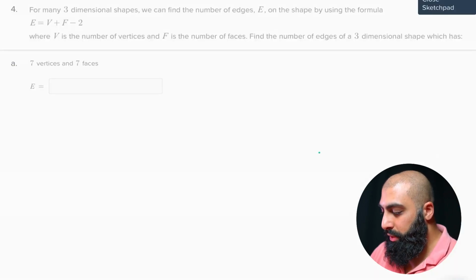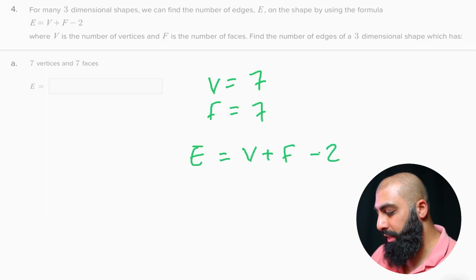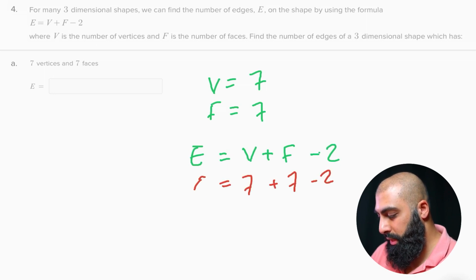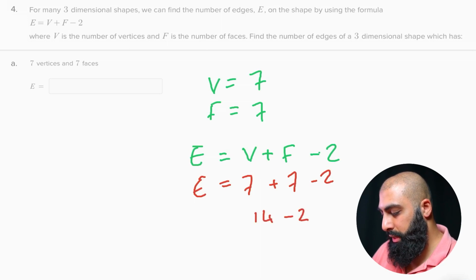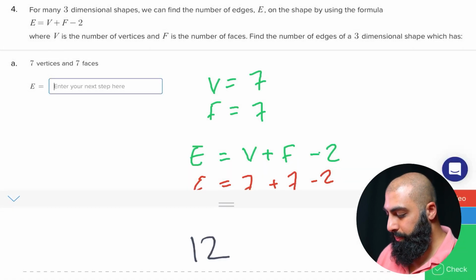Okay, so we know that V is equal to 7 and we know that F is equal to 7. We're just going to substitute these values to find the number of edges when we have the equation V plus F minus 2. So let's substitute our values into here. 7 plus 7 minus 2 is equal to E. We're going to do 7 plus 7, 14, minus 2 is equal to 12. We have 12 edges. So we just put in here 12.